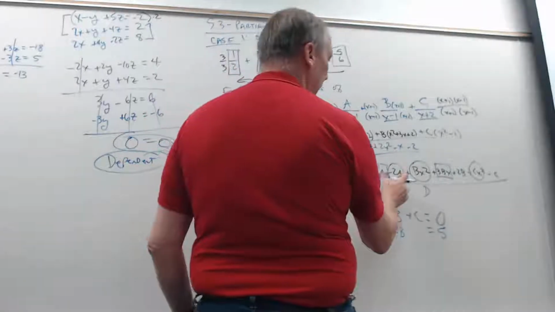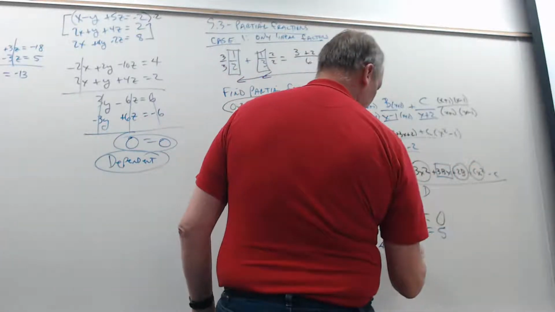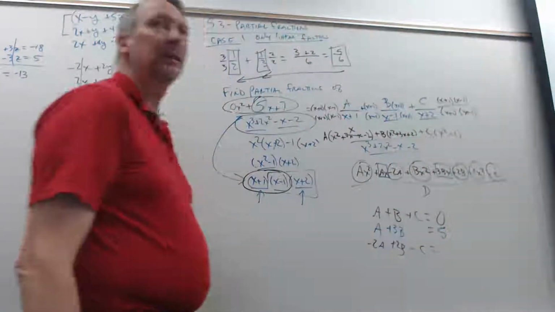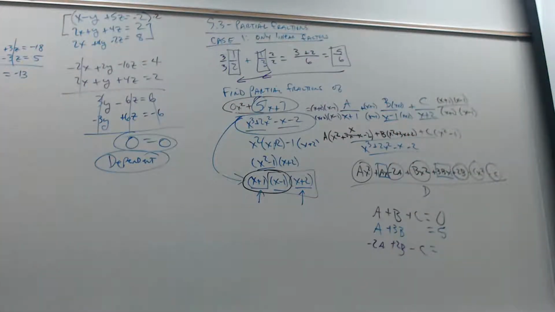Negative 2a plus 2b minus c has to equal 7.